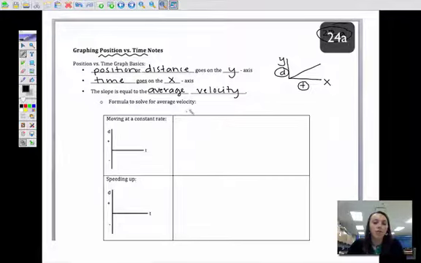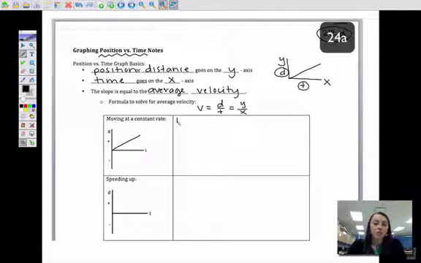So our formula for average velocity we know is velocity is equal to distance over time, which with the graph is going to be equal to y over x. There are 4 types of lines you're going to see frequently. So if we're moving at a constant rate, the slope is going to look like this. It's going to be a straight line.